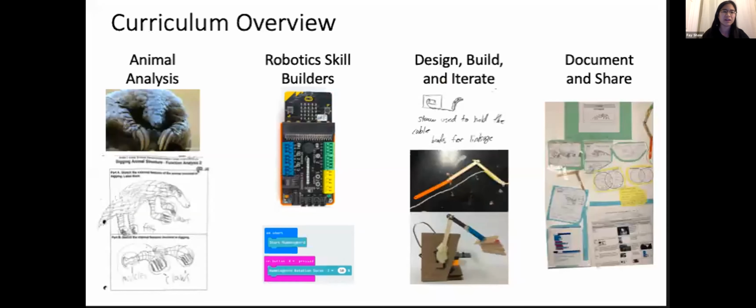So an overview of our curriculum, it's about 4 weeks long. The first is animal analysis, where we have the students identify the important digging structures. We have them also learn how to program the Hummingbird Bit using MakeCode. They sketch their design and build prototypes and iterate. And finally, they share out. They are documenting through the whole thing, but here's an example of a student poster.